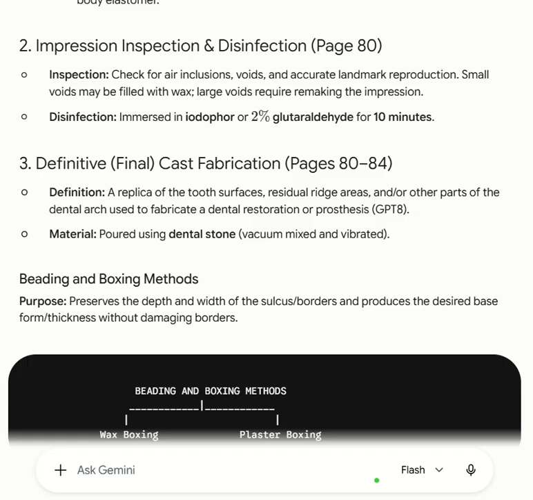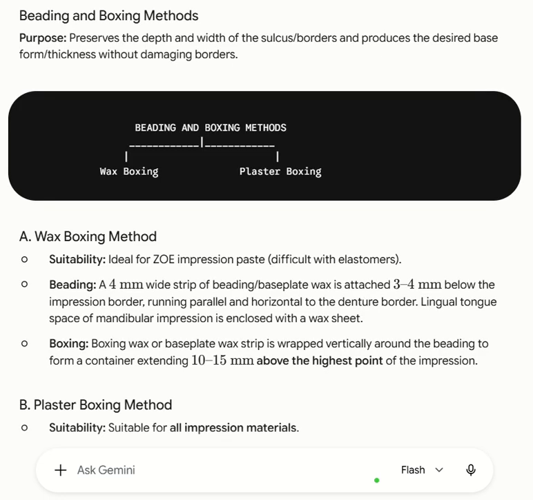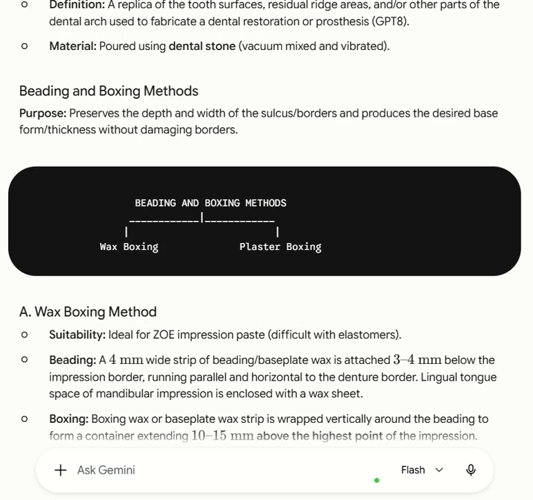3. Definitive, final, cast fabrication, pages 80 to 84. Definition: a replica of the tooth surfaces, residual ridge areas, and/or other parts of the dental arch used to fabricate a dental restoration or prosthesis, GPT-8. Material: poured using dental stone, vacuum mixed and vibrated. Beading and boxing methods. Purpose: preserves the depth and width of the sulcus and borders and produces the desired base form and thickness without damaging borders.